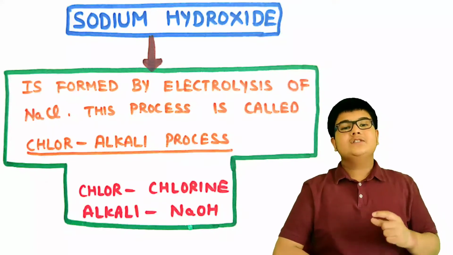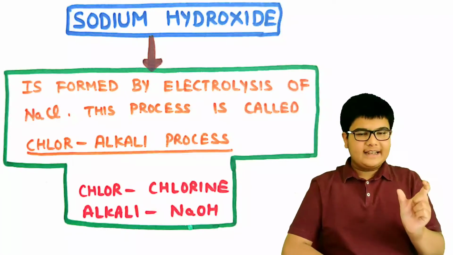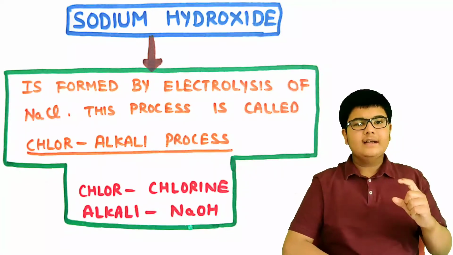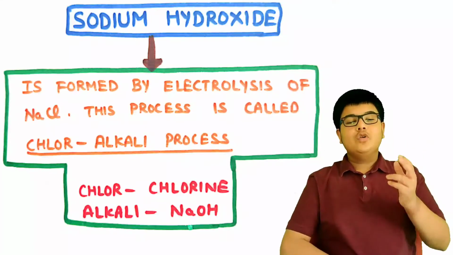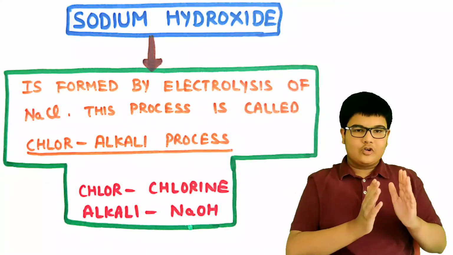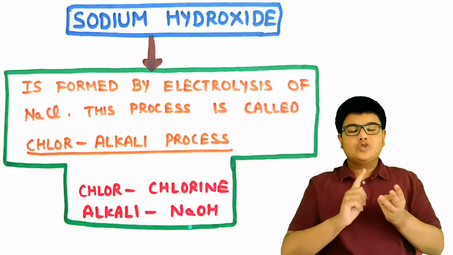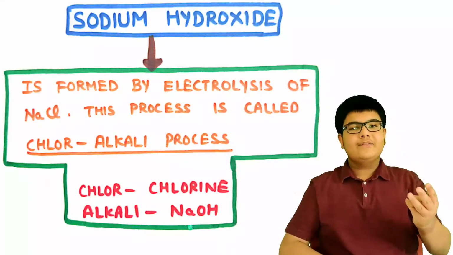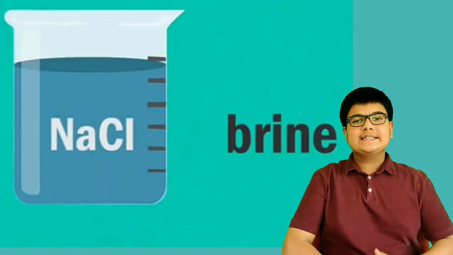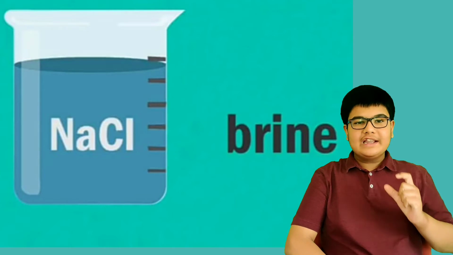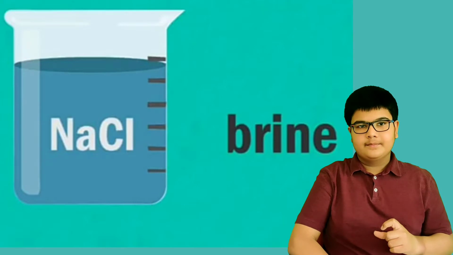This process is known as the chloralkali process. In this name, chloralkali, chlor stands for chlorine and alkali stands for sodium hydroxide, which is a base. In this process, when we electrolyze NaCl, then chlorine gas, hydrogen gas and sodium hydroxide are formed. We will do an experiment to see this process. In this experiment, we take a solution of sodium chloride in water, and this solution is known as brine solution.